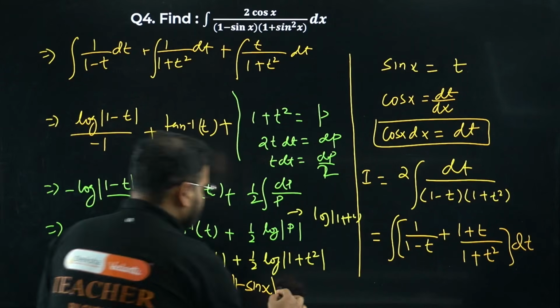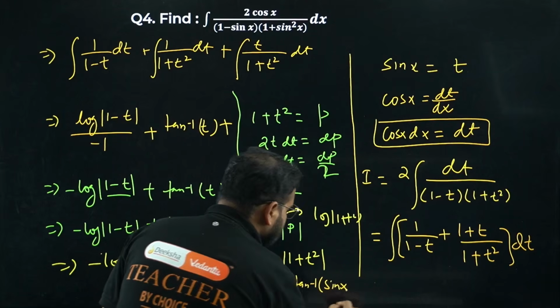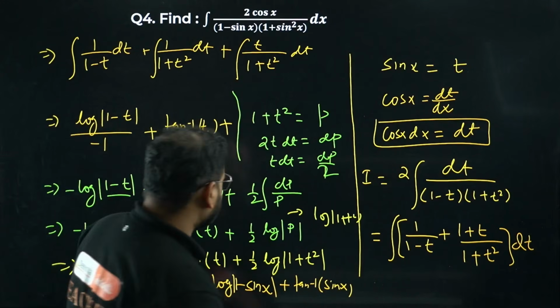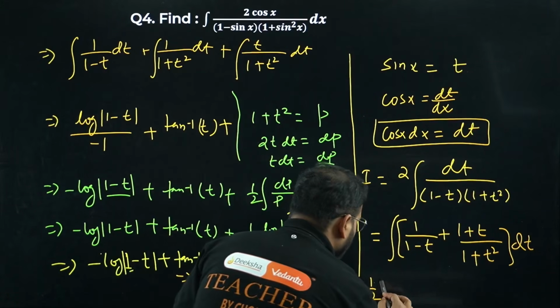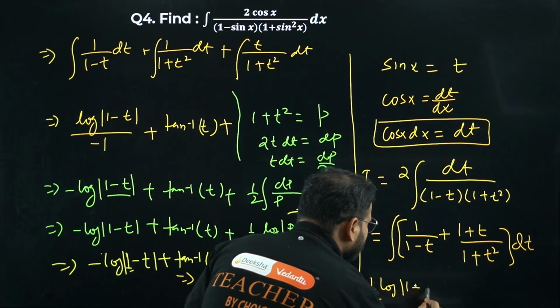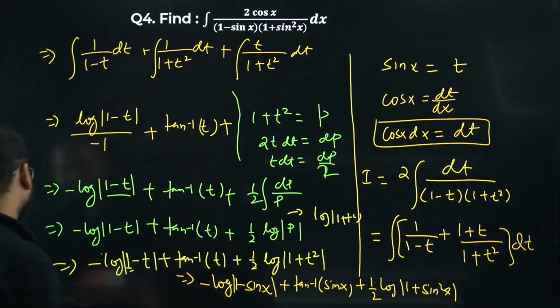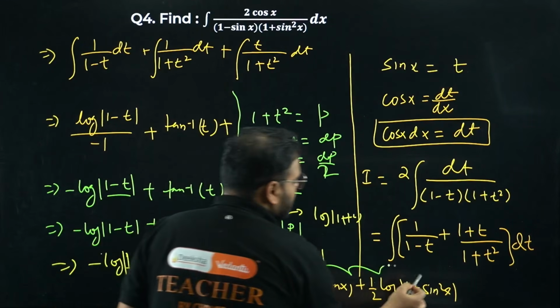Next, sir, tan inverse of sin x, tan inverse of sin x, correct? t is sin x, right? So tan inverse of sin x. What else, bacha, do I have? Plus 1 by 2 log of 1 plus sin square x. I can still simplify this with the help of the property of logarithm, but it's not important. This is more than enough for your answer.